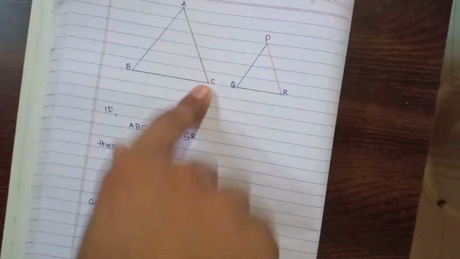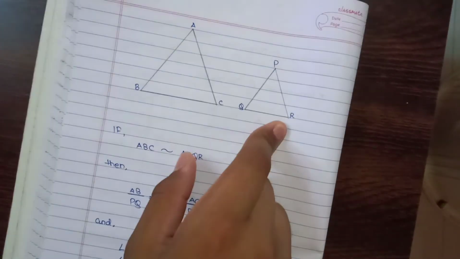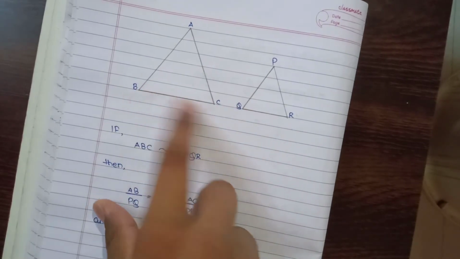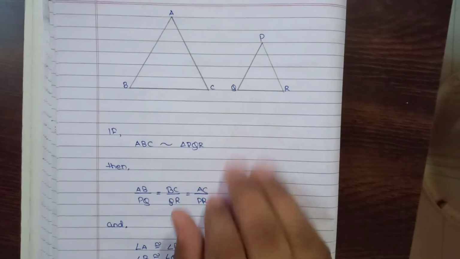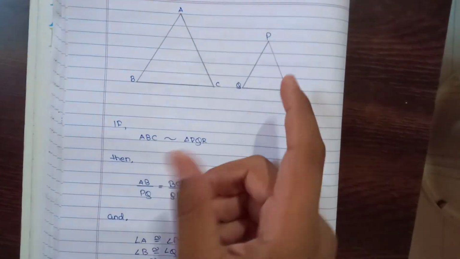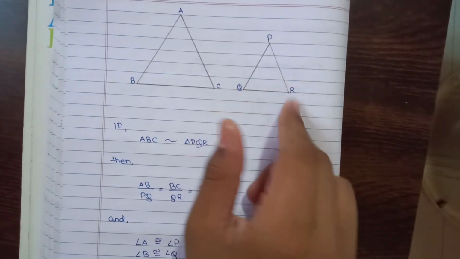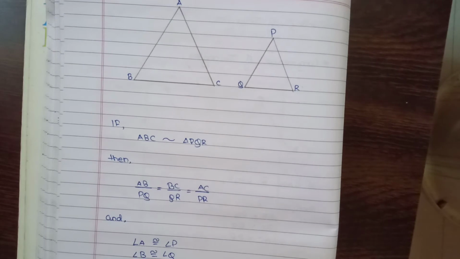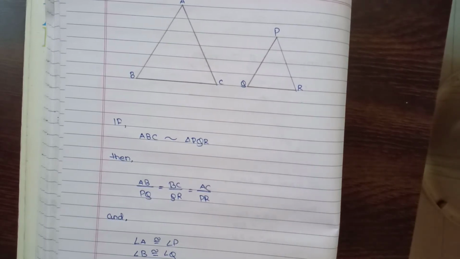It means that AB upon PQ equals AC upon PR equals BC upon QR, means they are in some ratio and not perfectly equal. And also angle A is congruent to angle P, angle B is congruent to angle Q, and angle C is congruent to angle R. Now we'll see some tests of similarity of triangles.